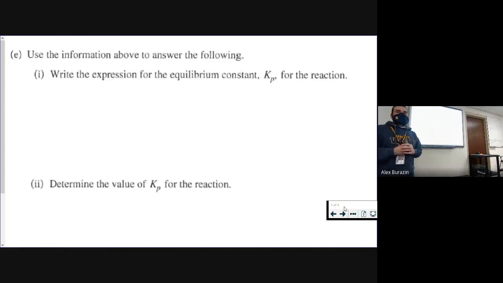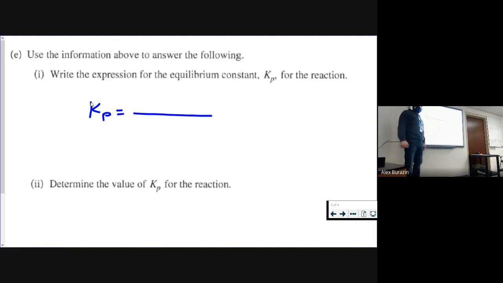Write the expression for the equilibrium constant Kp for this reaction. Okay, sweet. We just want to set up K. That's easy peasy. Kp equals products over reactants. Now, where's the danger? Pressure. They do not want molarity. This is pressure. If you start doing this, you are wrong.